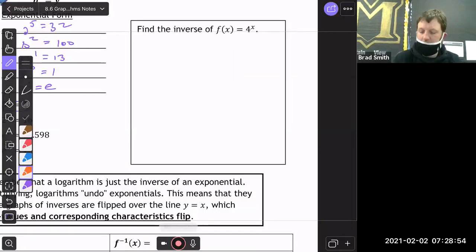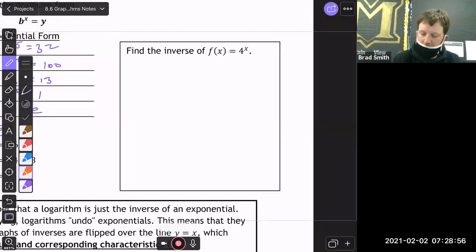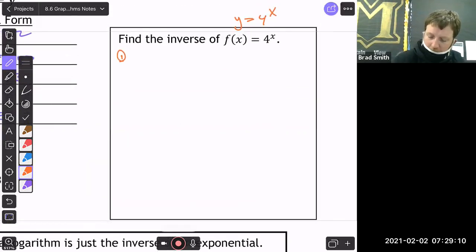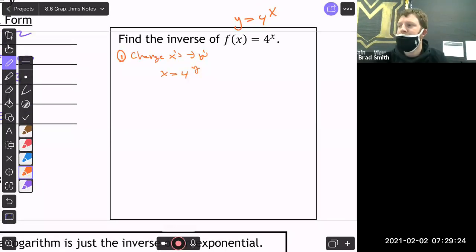So find the inverse here. So kind of lean into what we got. So I can rewrite this as y equals 4 to the x power. Remember, f of x is just the fancy way of writing y. So remember, to find an inverse first, we're going to change our x's to y's. So I get x equals 4 to the y power now. So rewrite this. How would I rewrite this exponent in log form?